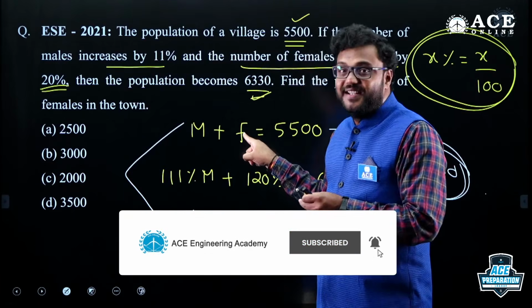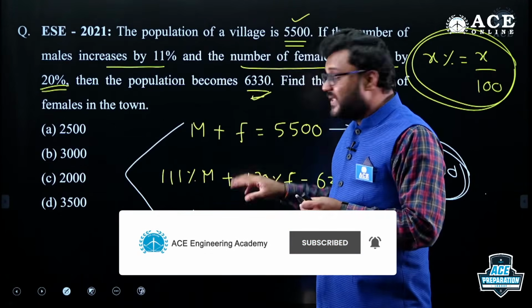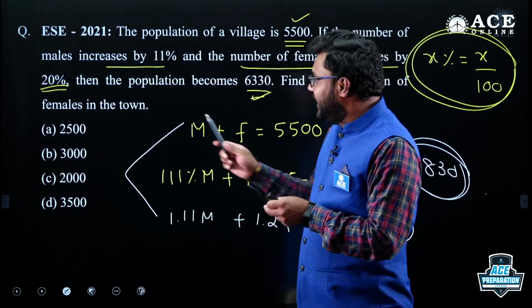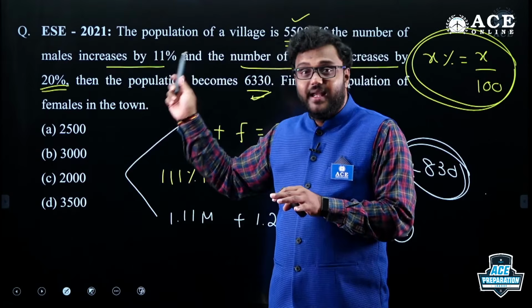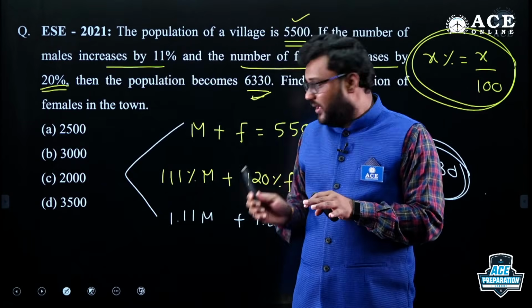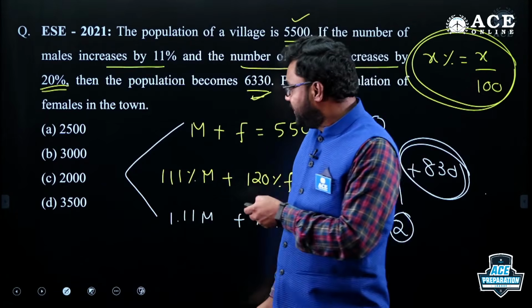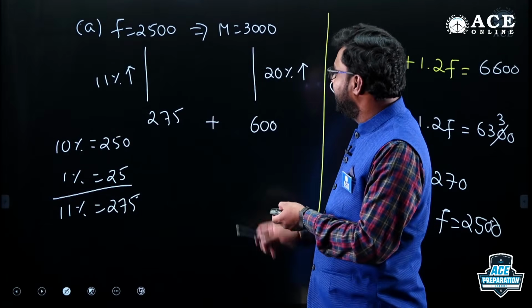F means initial one, 1.2F means after increase. But here they didn't mention, so it's the initial population only we take. Initial population of female, initial population of male only we have to go. We can go like this or you can do option verification and we can proceed, my dear friends.